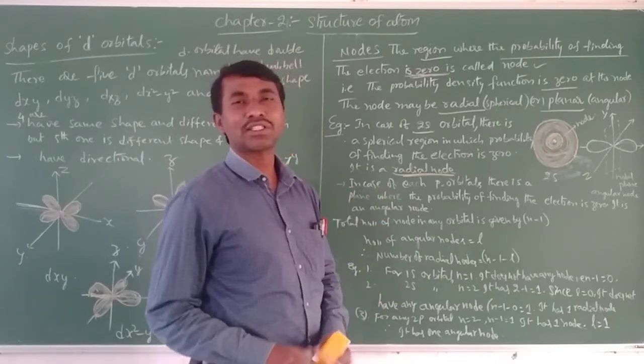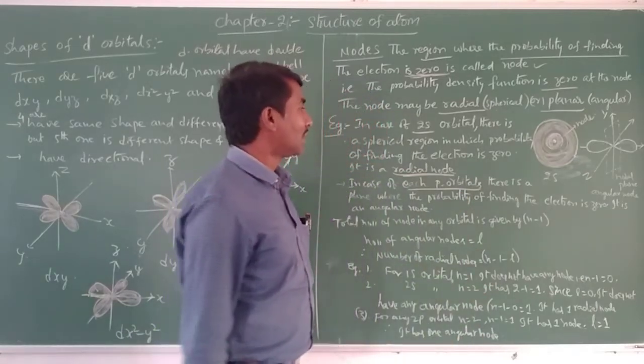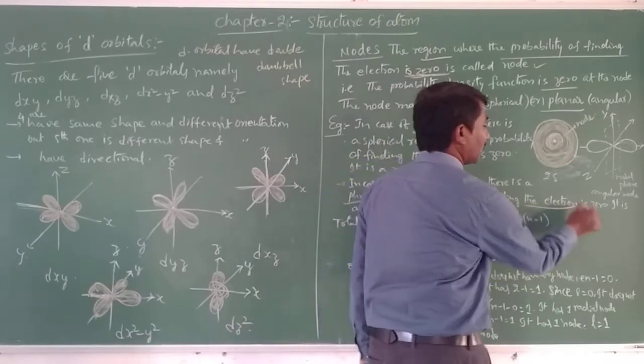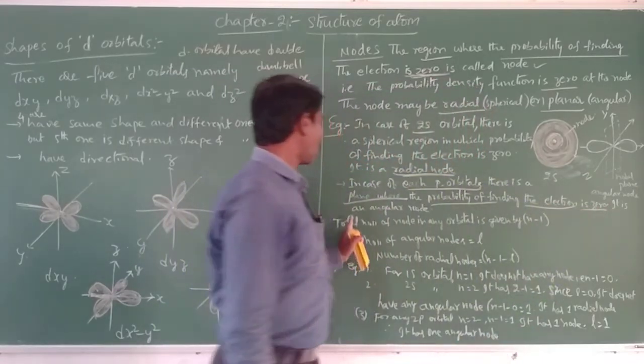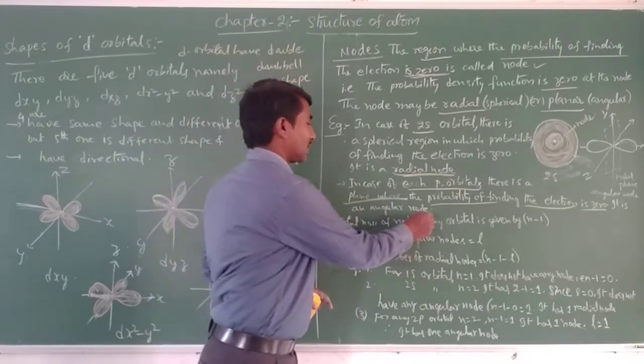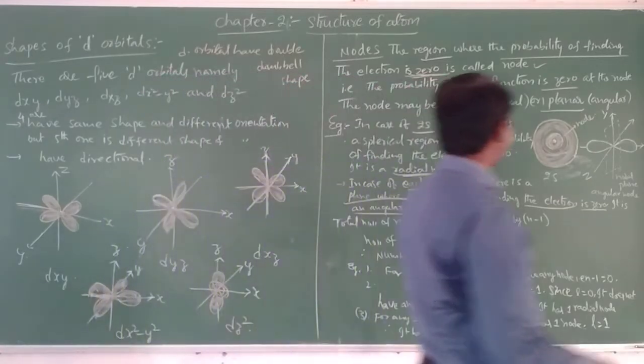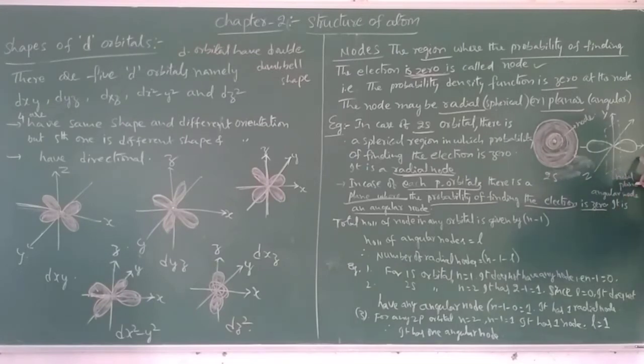Similarly, in the case of each p orbital, there is a plane where the probability of finding the electron is 0. It is an angular node. This is any p orbital, with the x direction, y direction, and z direction. Here one planar or angular node is there. This is a sphere, so it is a radial node; this is planar, so it is an angular node.